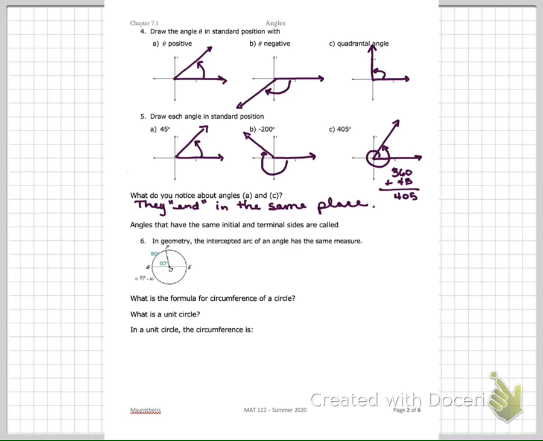Angles that have the same initial and terminal sides are called coterminal. Basically, they share the terminal side. The initial side for everybody's in the same place for every angle. And so we're really just concerned about our terminal side, where they're ending up.